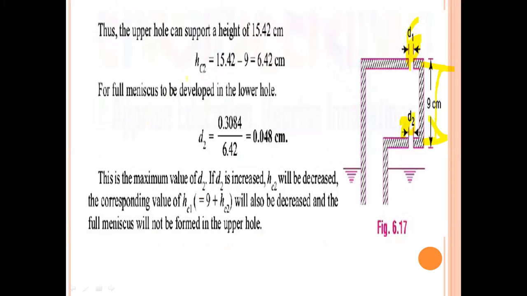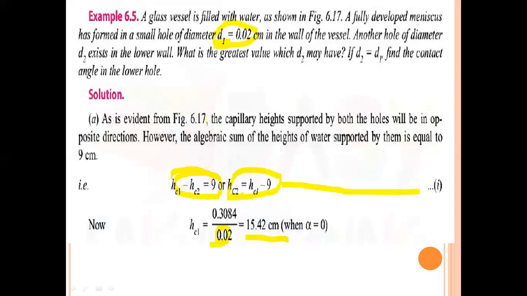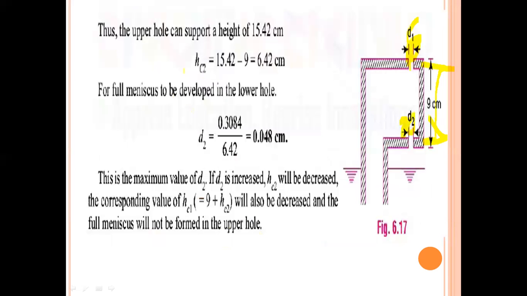Next, the upper hole support height is 15.42. Then we calculate Hc2 from equation 1. Hc2 equal to Hc1 minus 9. 15.42 minus 9 that equals 6.42 centimeters. For a full meniscus to be developed in the lower hole, d2 equals 0.3084 divided by 6.42, that equals 0.048 centimeters.